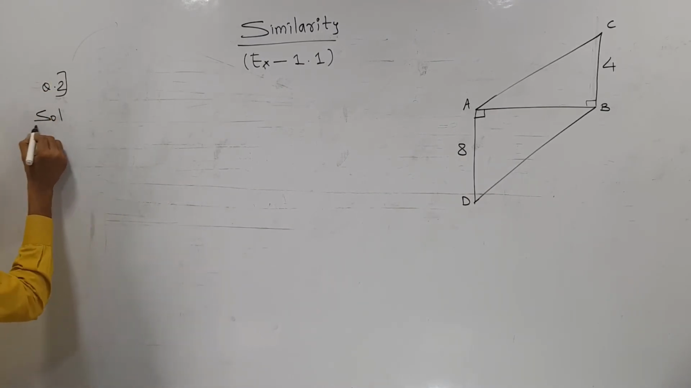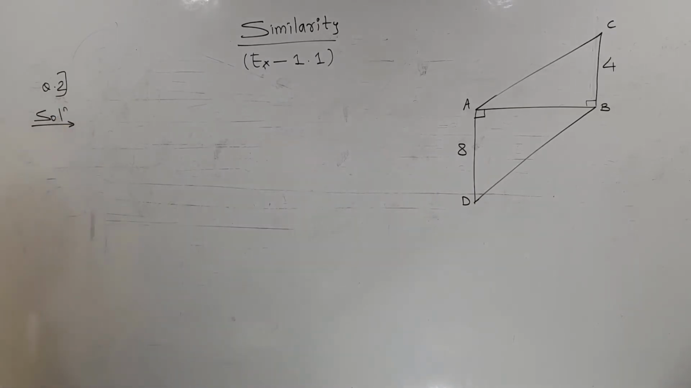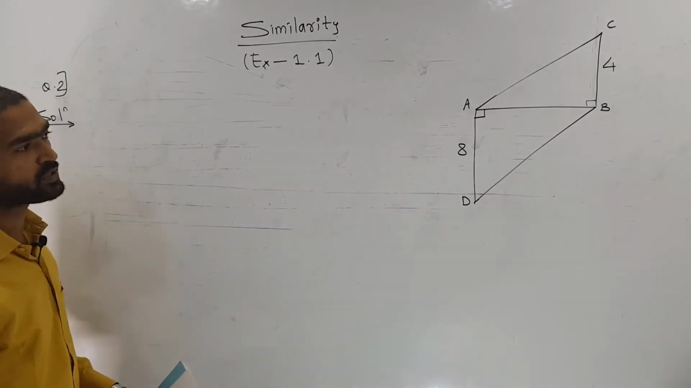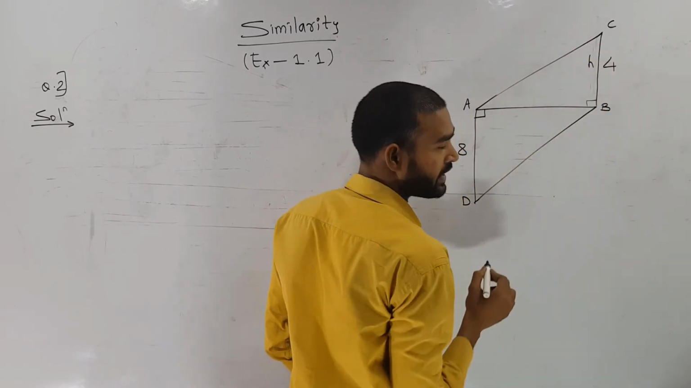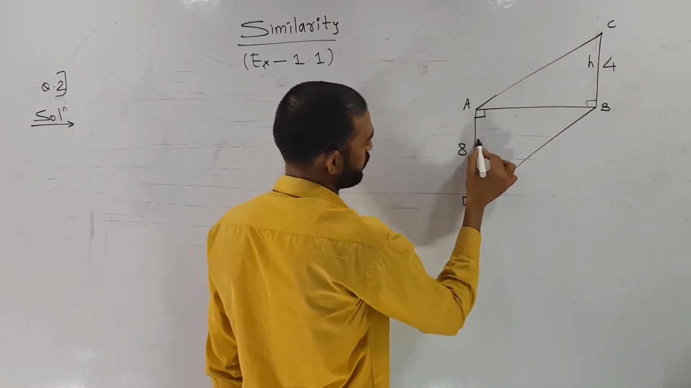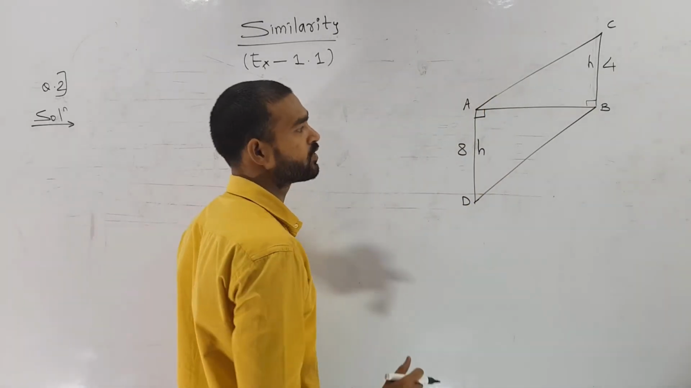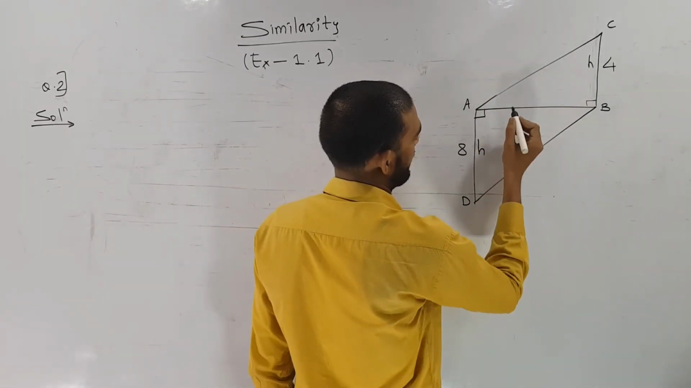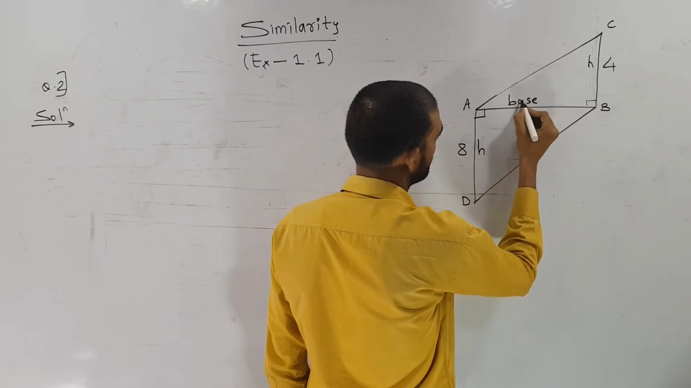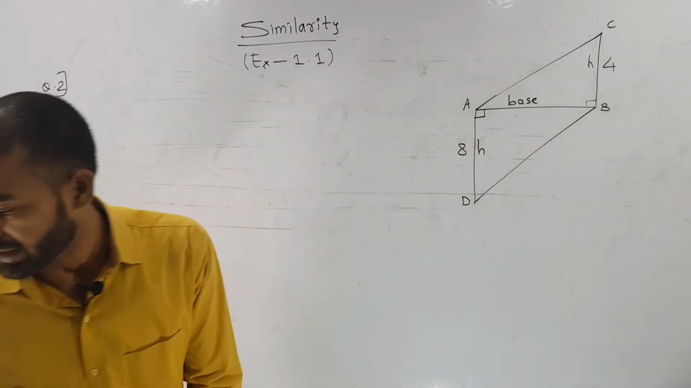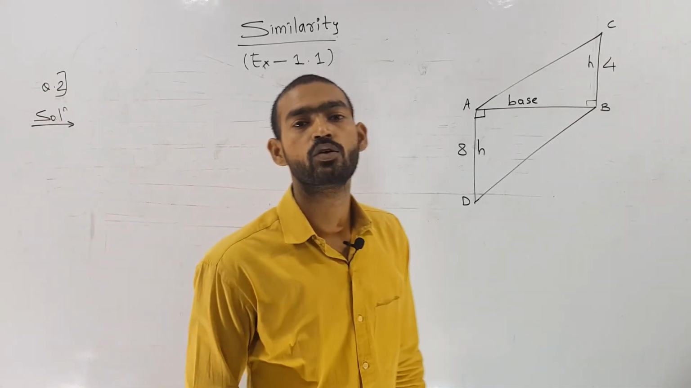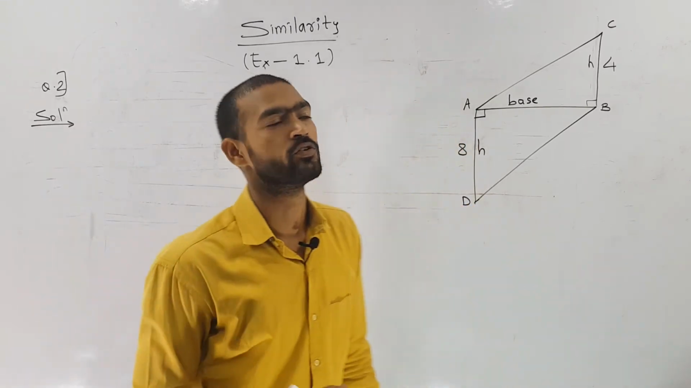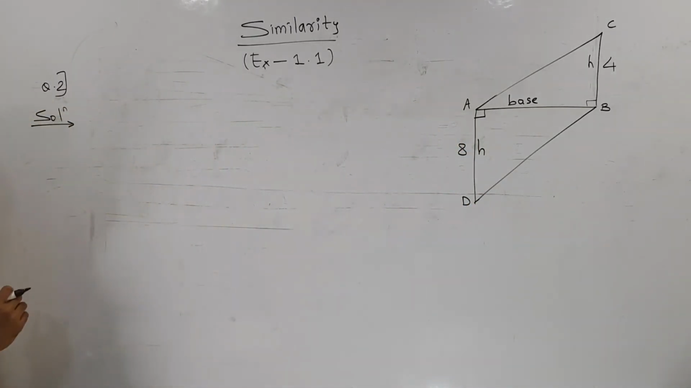Let us do the solution. Now here we can see two triangles. Both the triangles have height and base. So look, the height of the first triangle is BC and the height of the second triangle is AD. What about the base? Both the triangles are sharing the same base. So which property is it? It is your second property, triangles with common base.